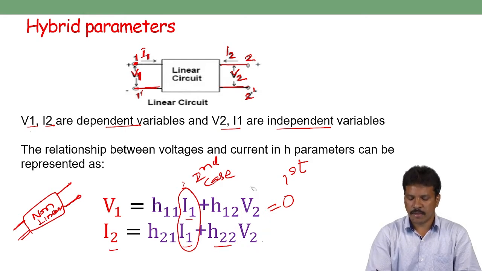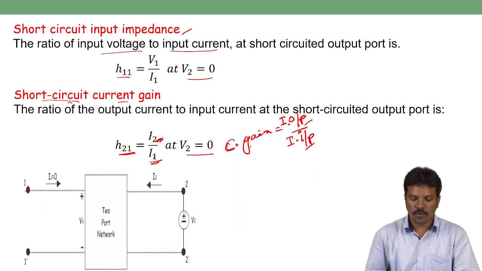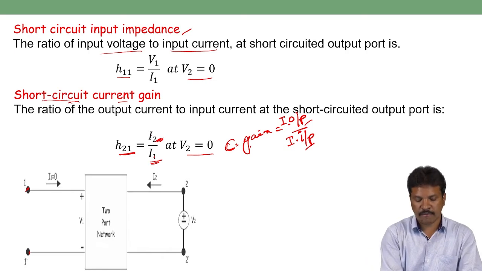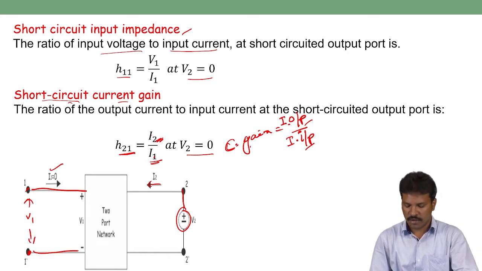So in this case, by keeping I1 at 0 in equation 2, you will get the H22 parameter. This is called the open circuit parameter. The circuit diagram for open circuit of input is by opening the input side and applying the output voltage V2 and current I2. Considering I1 is equal to 0, the open terminal still has voltage V1, but I1 is 0 because it is an open terminal.